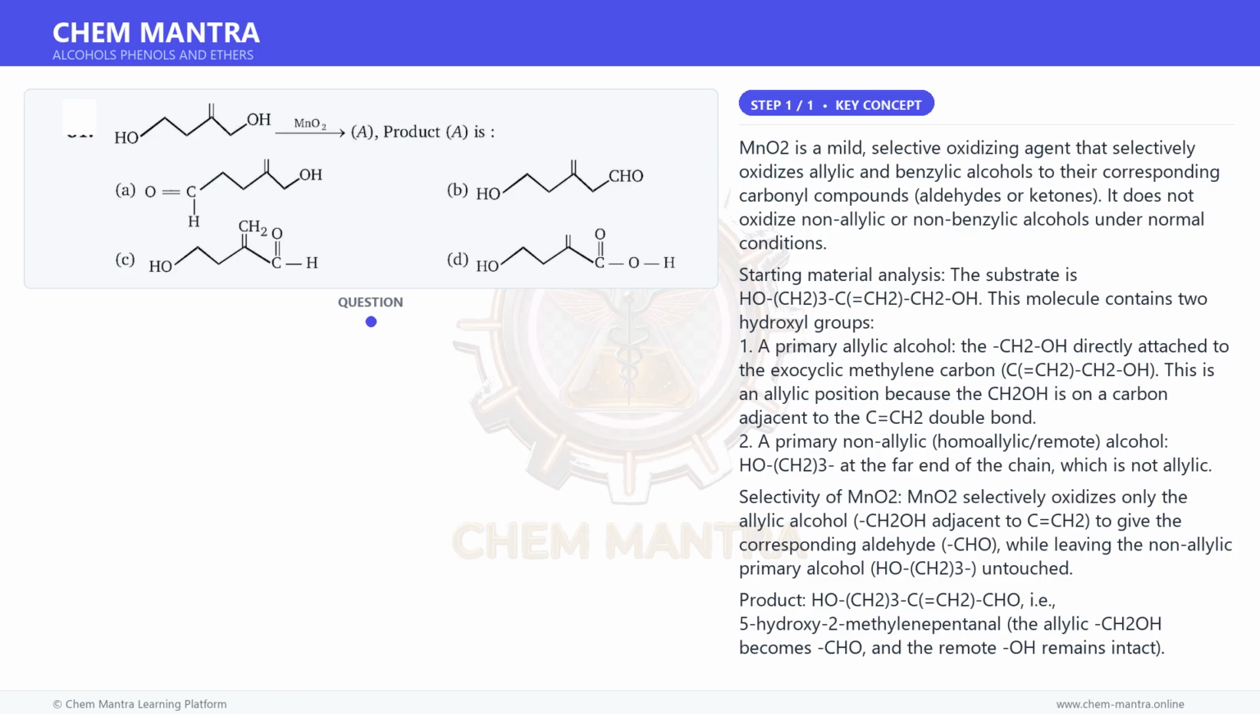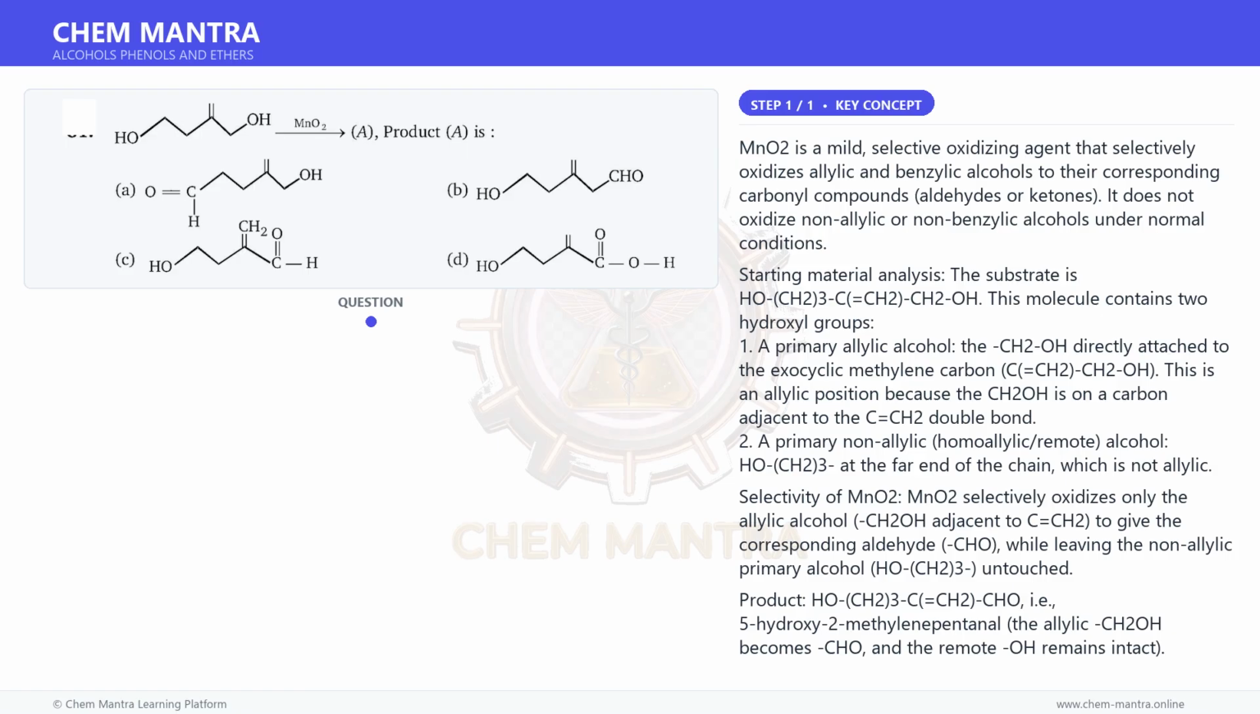This matches option C, which shows HO-CH2CH2CH2-C=CH2-C=O-H, an aldehyde formed by selective oxidation of the allylic alcohol with the remote homoallylic hydroxyl group preserved.